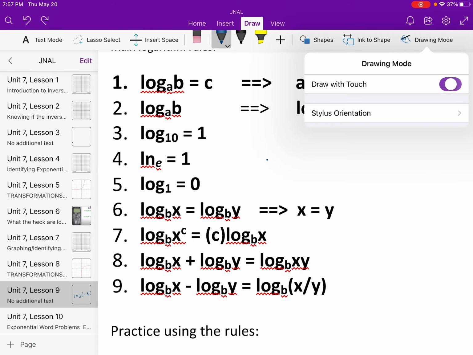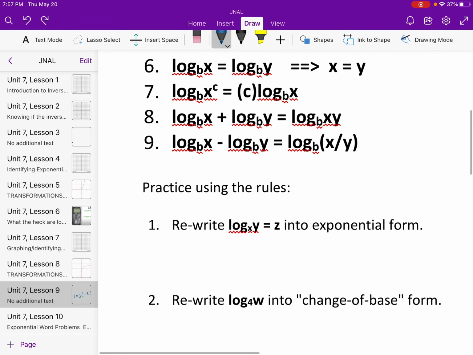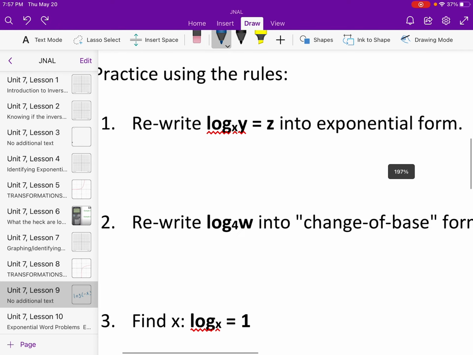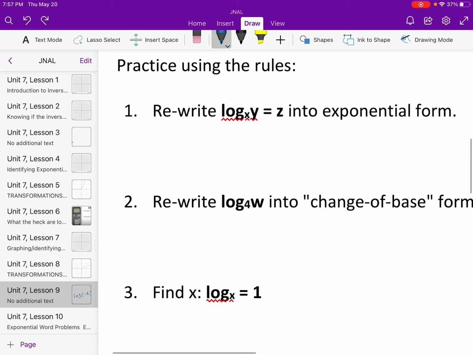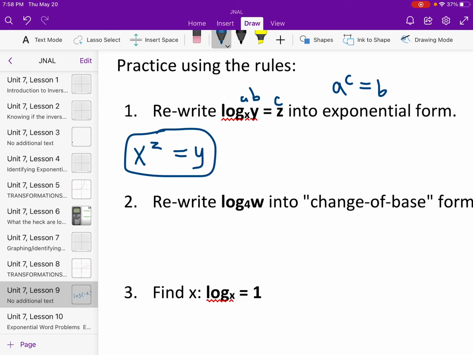And let's practice these rules. So we need to rewrite log base x of y equals z into exponential form. Remember, we can have these values as a, b, and c, and using rule 1, we know that a to the c power equals b. So a is x, c is z, b is y. That's how you could rewrite that.